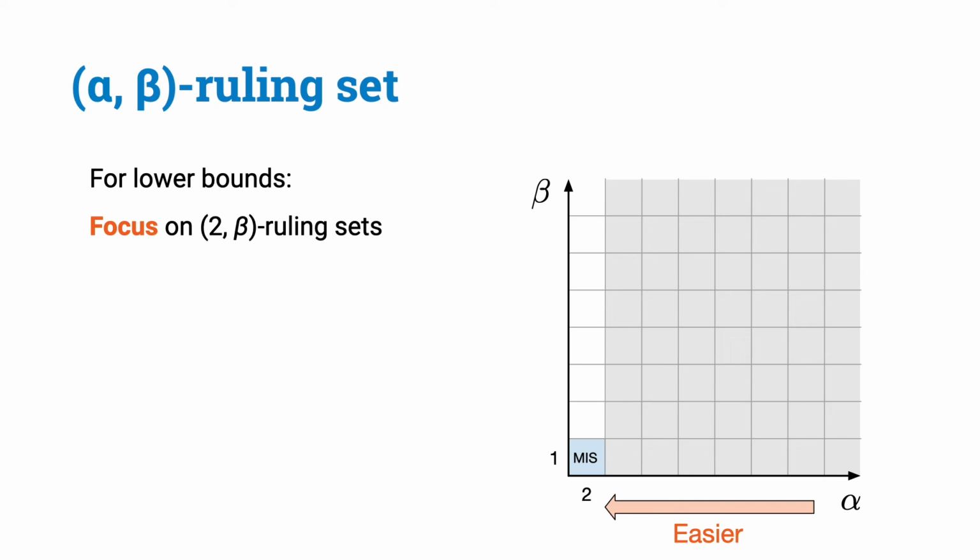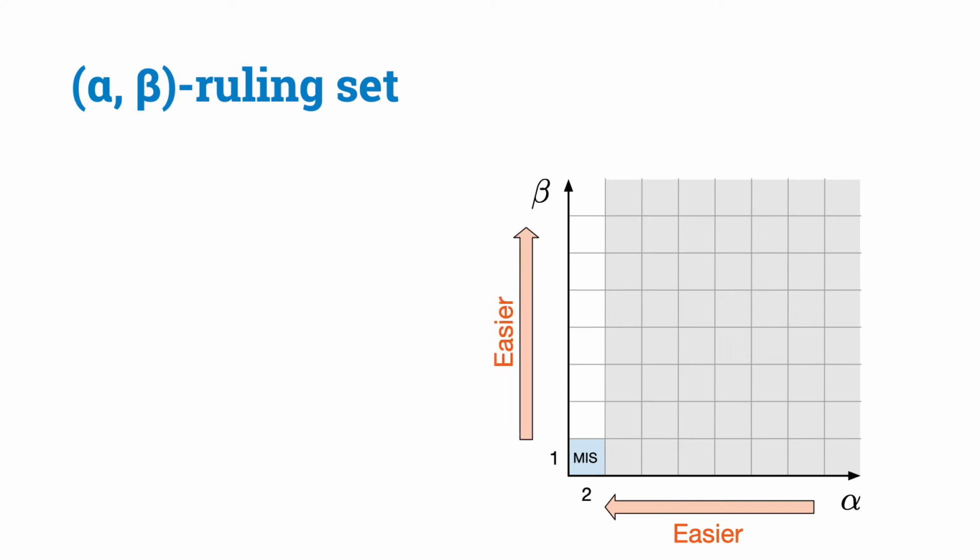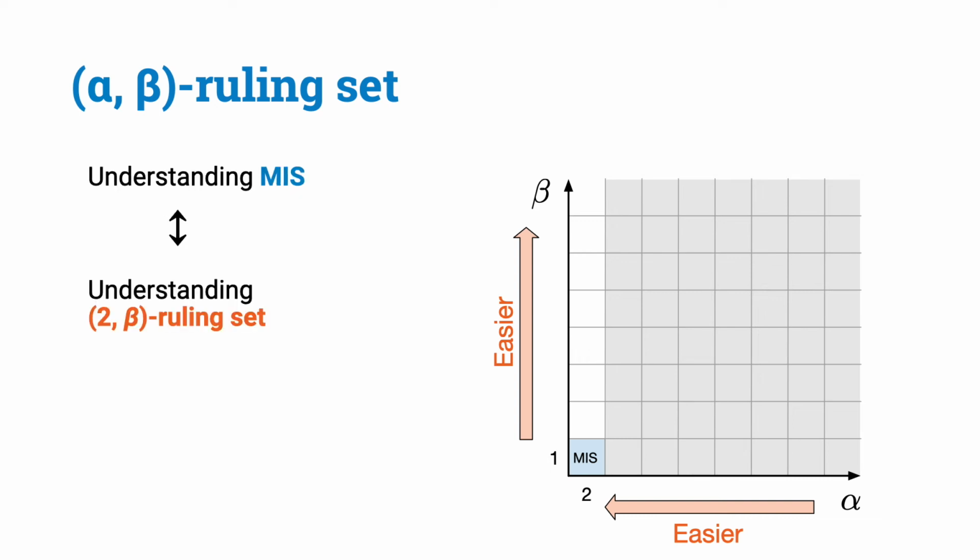On the other hand, since beta is a distance upper bound, the larger is beta, the easier the problem may become. In fact, a solution for the 2-1 ruling set problem is also a valid solution for 2-beta ruling sets, with beta larger than 1. Hence, MIS is the hardest 2-beta ruling set. Therefore, understanding 2-beta ruling sets is strongly connected with understanding MIS.